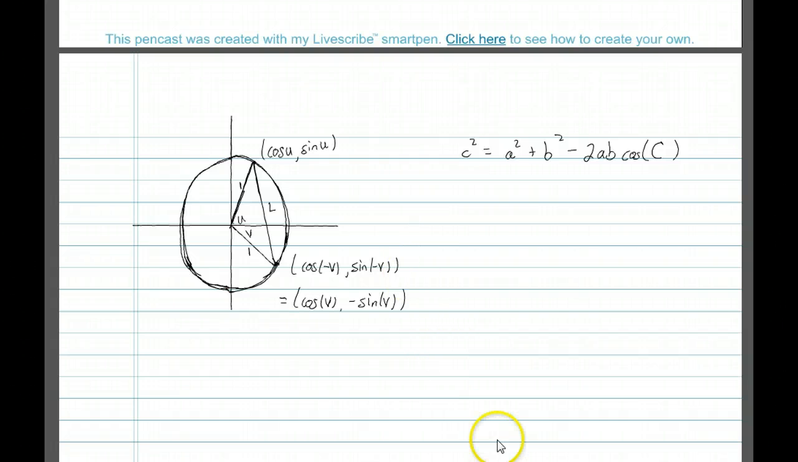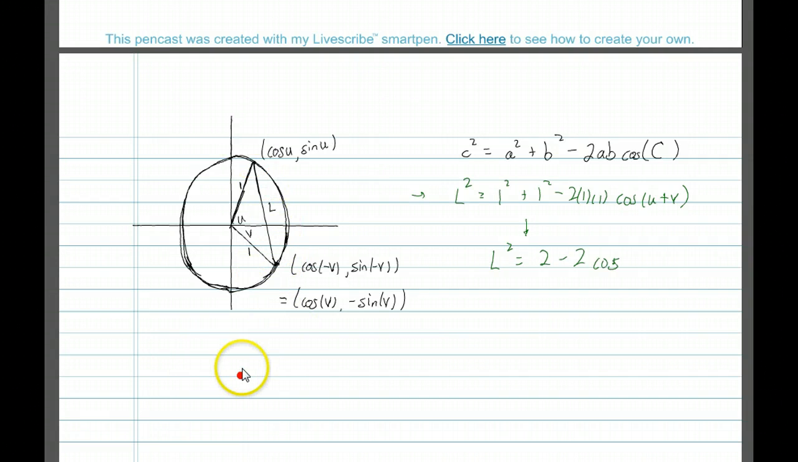Now, we're just going to plug into the law of cosines. The length of this side of this triangle, we're going to call L. That's corresponding to the C in the picture. We get L squared is 1 squared plus 1 squared minus 2 times 1 times 1 times the cosine of the angle in between these sides, which is u plus v. So we simply deduce that the length squared is 2 minus 2 times cosine of the sum of those two angles.